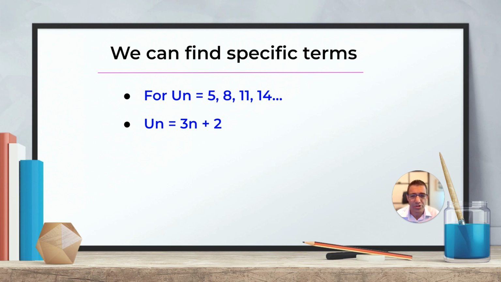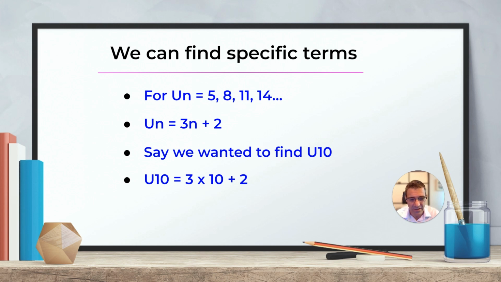Now, what if the question was asking you to find the 10th term in the sequence? Well, that wouldn't be too hard. You just use your formula. So u10, the 10th term, is equal to 3 times 10 plus 2. And so 3 times 10 plus 2 is 30 plus 2, which is 32. So this sequence, which goes 5, 8, 11, 14, if we wanted to find the 10th value, it'll be 32.